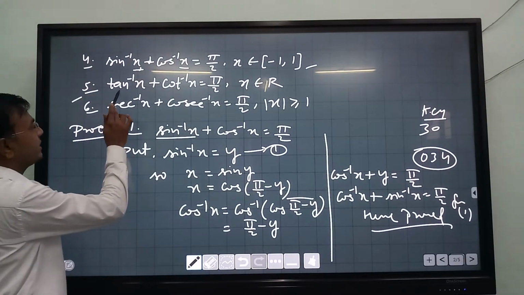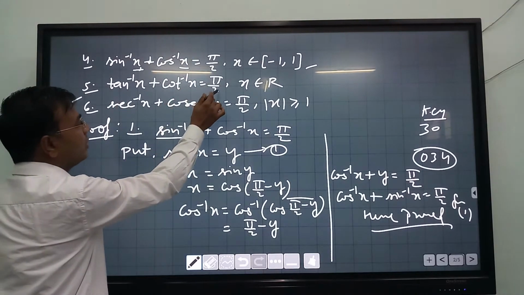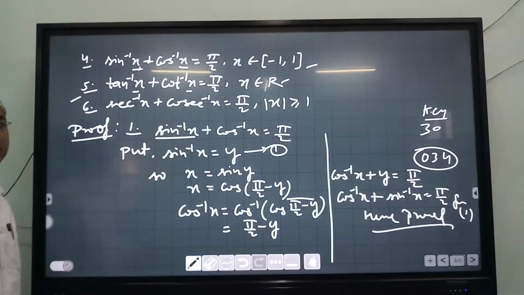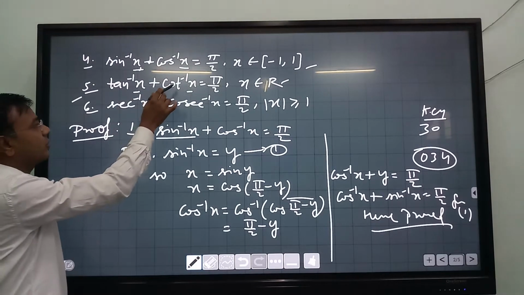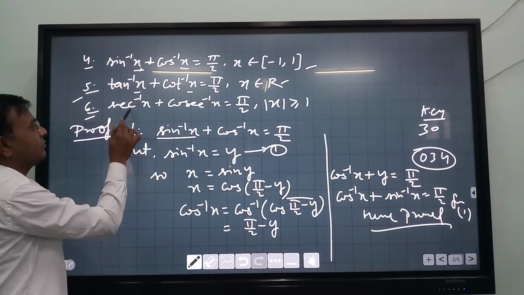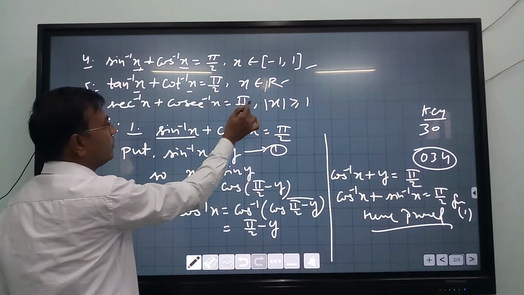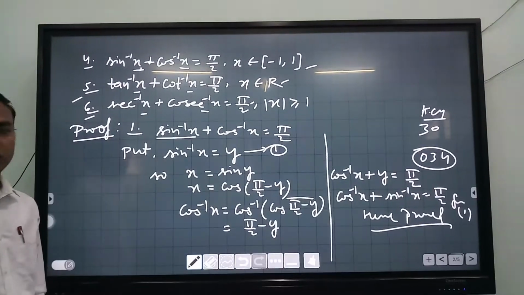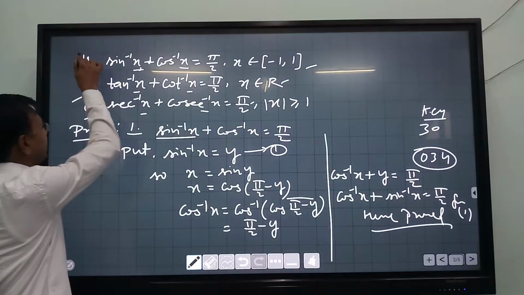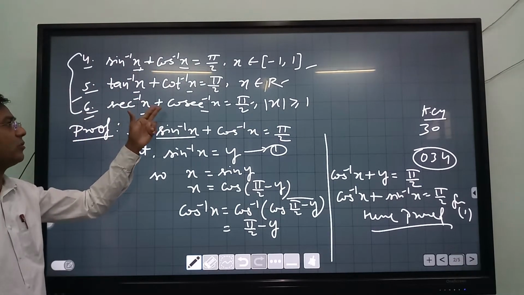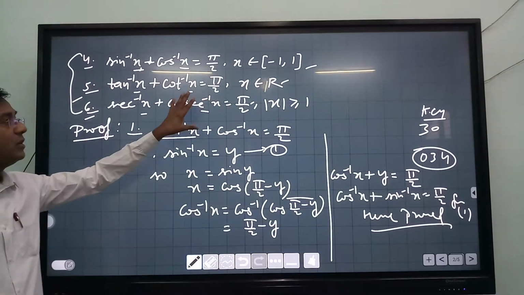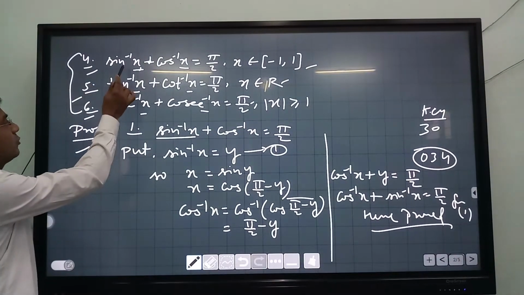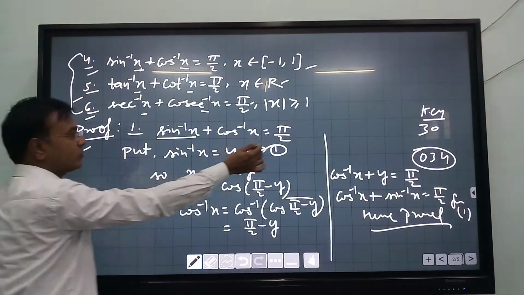Now similarly, the next one is tan inverse x plus cot inverse x, which is also pi by 2, and this x belongs to R, that is the domain of tan inverse and cot inverse. The next one is sec inverse x plus cosec inverse x equals pi by 2, and mod x greater than or equal to 1, which is the domain of sec and cosec, right? So this is the group of identities for sin, cos, tan, cot, sec, cosec equals pi by 2, with the restrictions as given. Now let's prove the fourth identity, sin inverse x plus cos inverse x equals pi by 2.